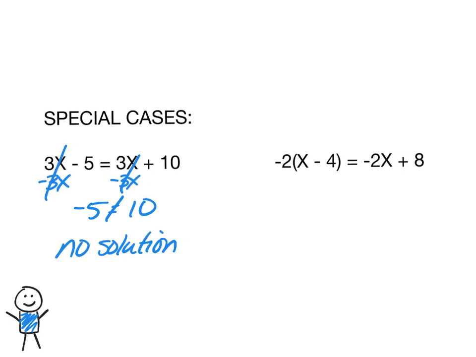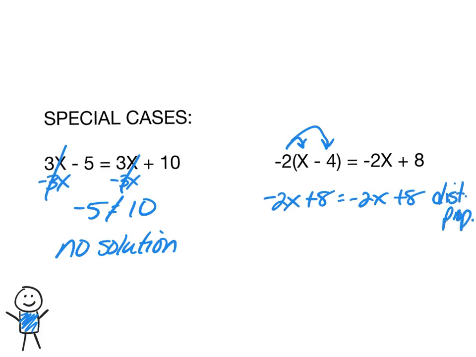The next problem we need to simplify first a little bit. We'll distribute this negative 2 to both terms in that parentheses, giving me negative 2x plus 8 equals negative 2x plus 8. That's true because of the distributive property. I'm sorry, I forgot to put that on the last step. Negative 5 doesn't equal 10. We got to that step because of the subtraction property.